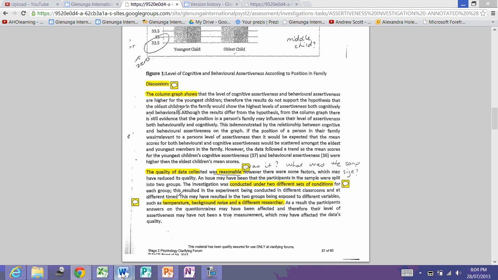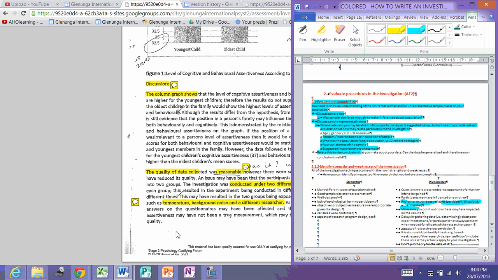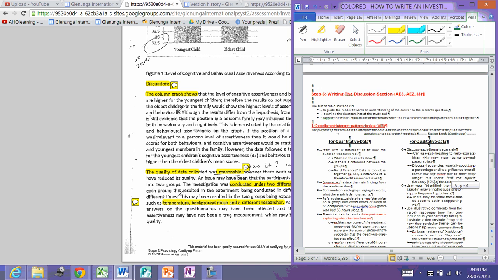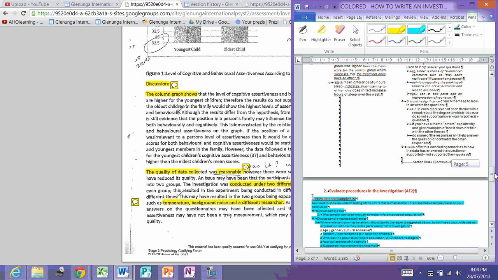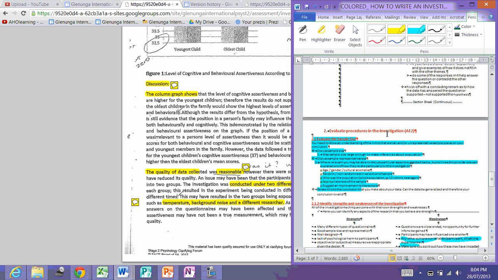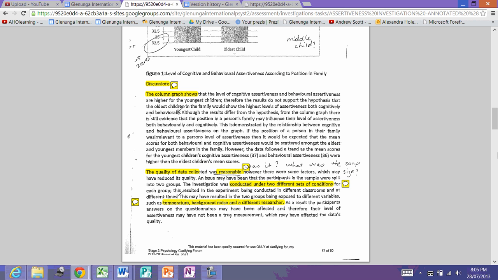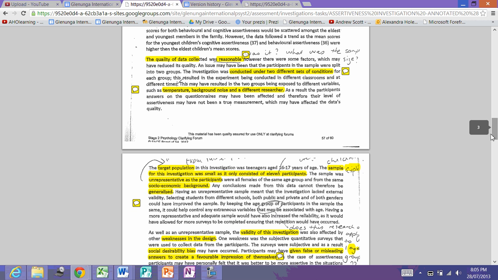In here you have a thing. Okay, tell me, the data and what things should change. Evaluate the procedures of the investigation. Suggest improvements to the sample. What would happen there? Extraneous variables. They were hot, they were noisy, blah, blah, blah. So all of these have to be discussed. What else? The target population of the investigation. So they discuss this population.